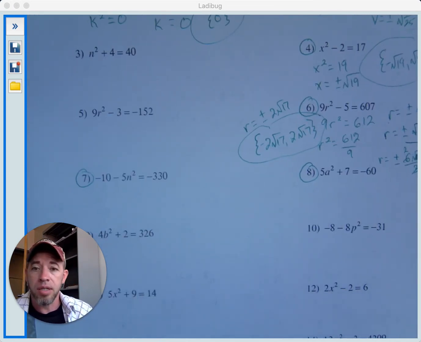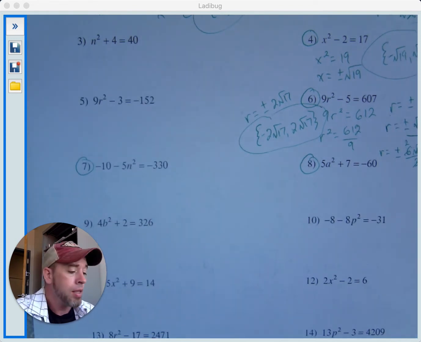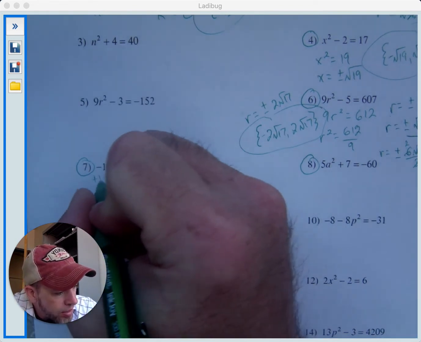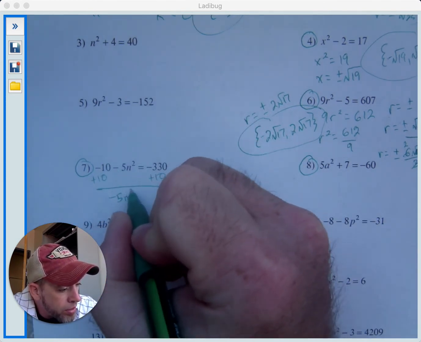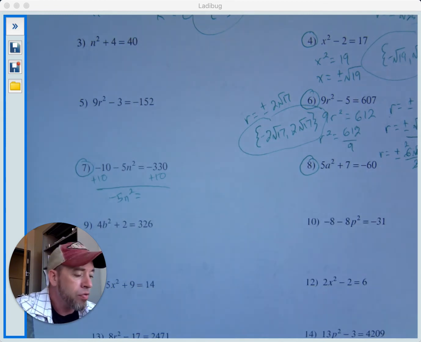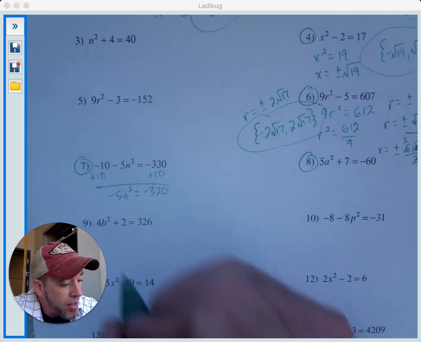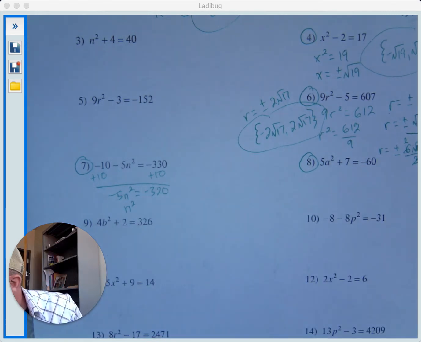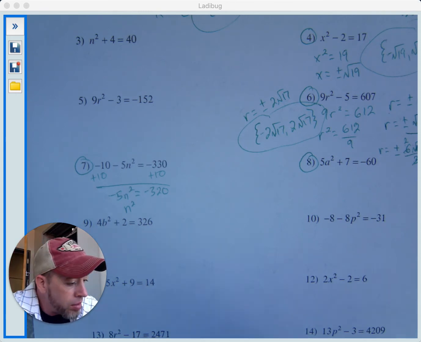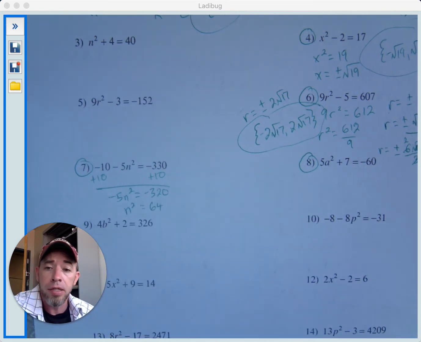This one, let's see. It has an n squared, but there's no n, which means we can use the square root method. I'm going to add 10 to both sides. And we get negative 5n squared equals negative 320. Then we divide by negative 5. Let's see. 320 divided by 5, what is that? That's 64. So we have n squared equals 64. Negative 320 divided by negative 5 gives us our positive 64.